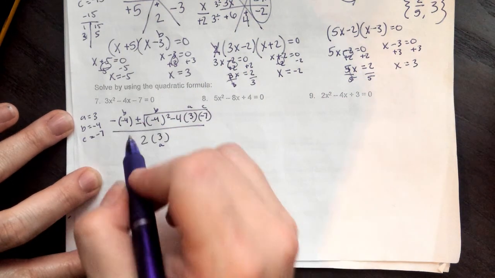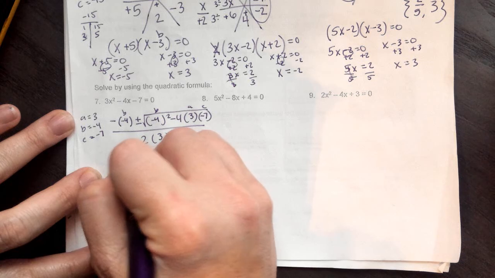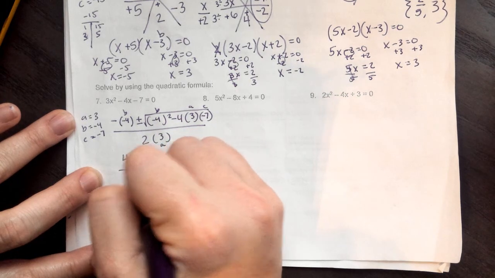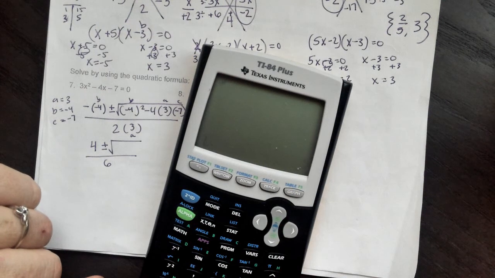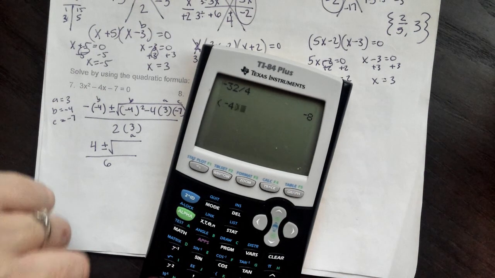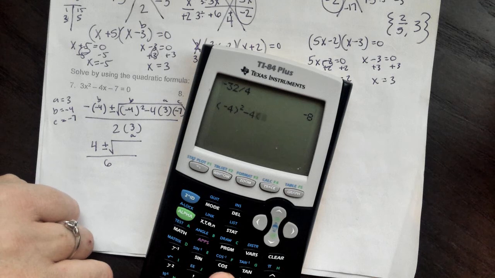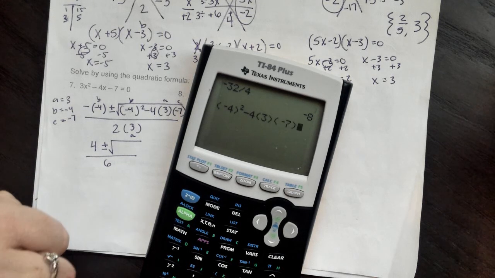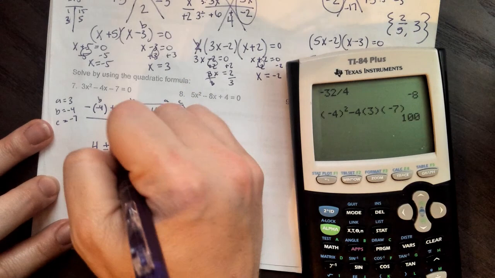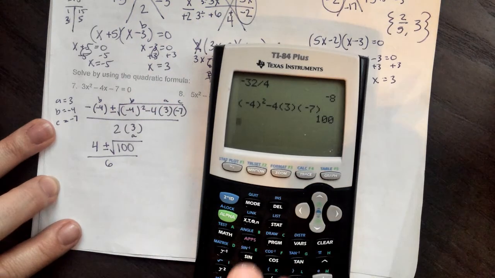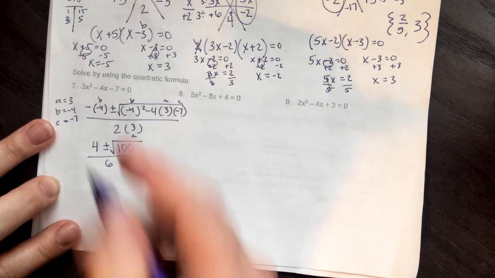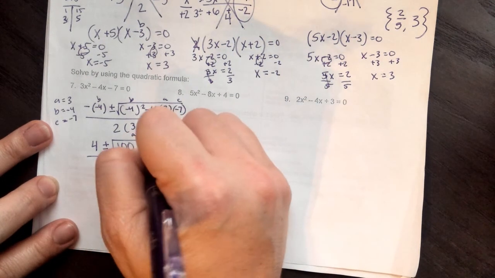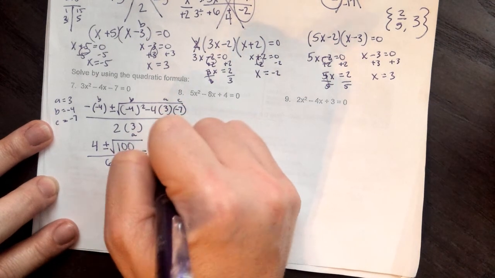Remember, we simplify it one piece at a time. So 2 negatives makes a positive. 2 times 3 is 6. And then inside the house only. Sorry, my calculator's slow. And I get 100. Well, cool thing is, 100 is a perfect square. Gives me 10. So when I rewrite this, I get 4 plus or minus 10 over 6.